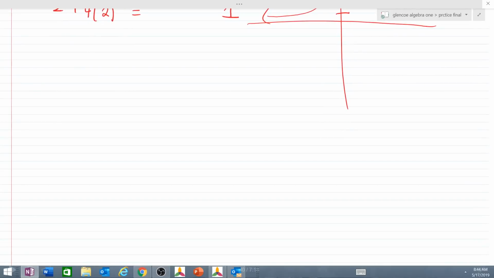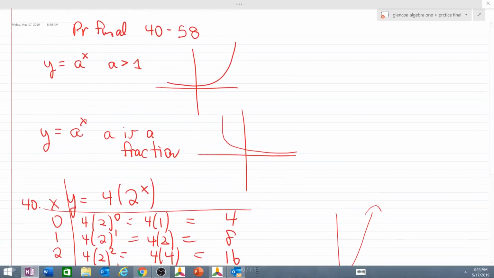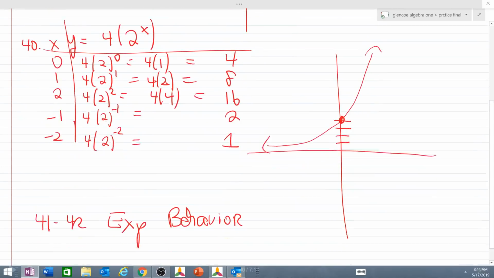42, exponential behavior. Okay, you have 2 choices here. Choice 1 is graph the x and y's, graph the ordered pairs. If it makes an exponential curve, look and listen, that looks like either of these 2, then it's exponential behavior. If it forms any other type of a graph, a straight line, a horizontal line, a vertical line, a U-shaped curve, which is a parabola, then it is not exponential.